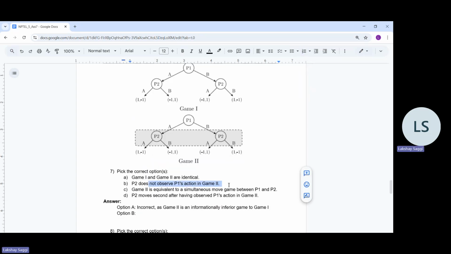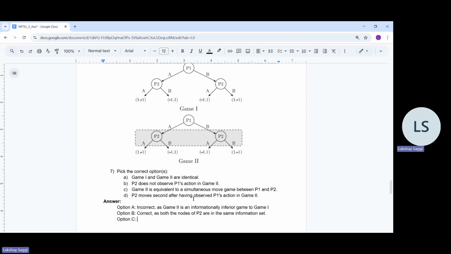So P2 does not observe P1's action in game two. Actually, this is correct because in game two, these two nodes cannot be distinguished by player two. And these are the only two nodes which correspond to actions of player one. So it is true that player two does not observe P1's action at all, because player two has no way of knowing whether player one played A or played B. Correct? As both the nodes of P2 are in the same information set.